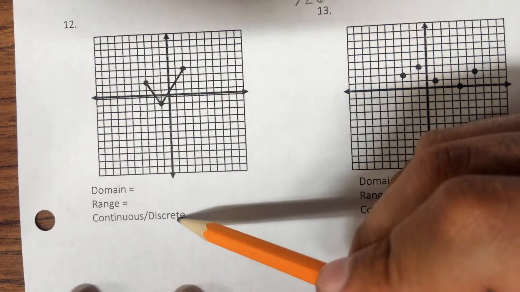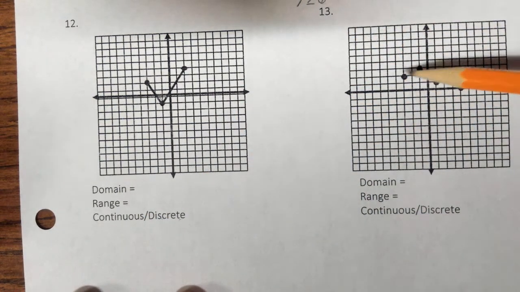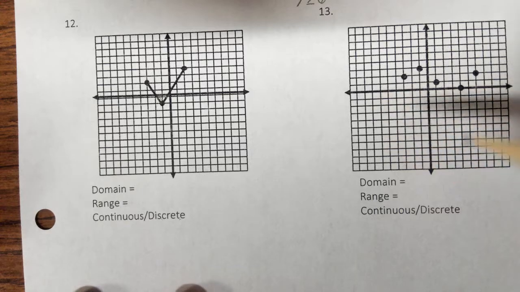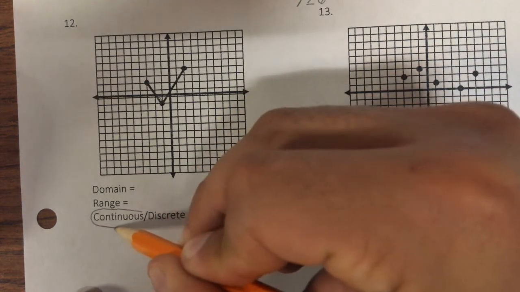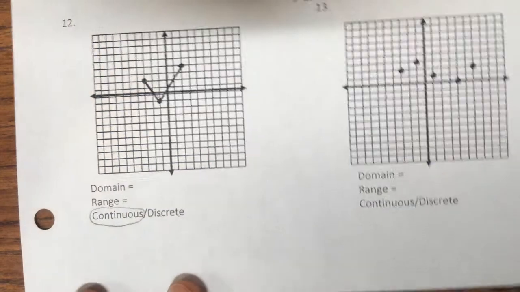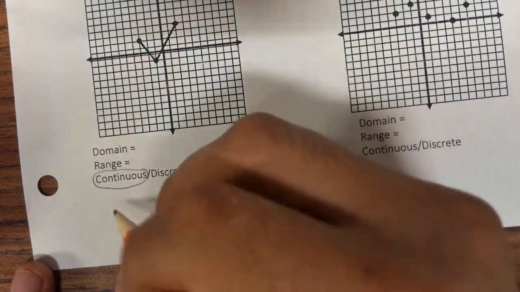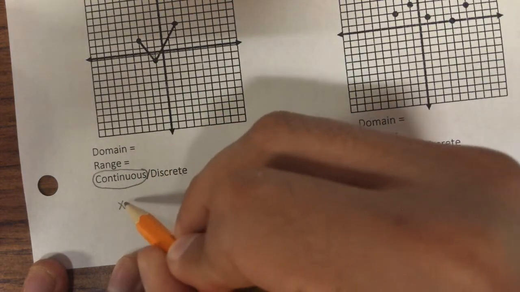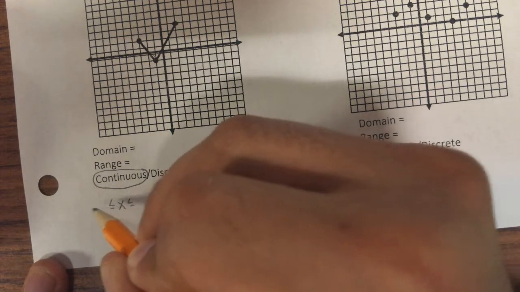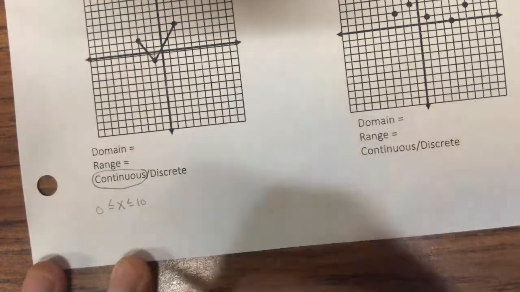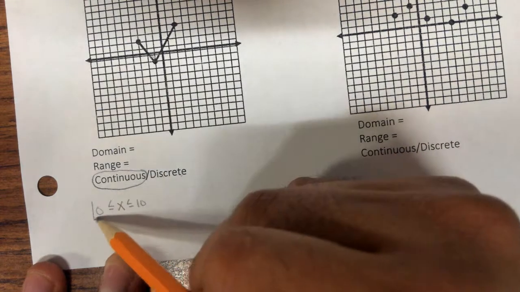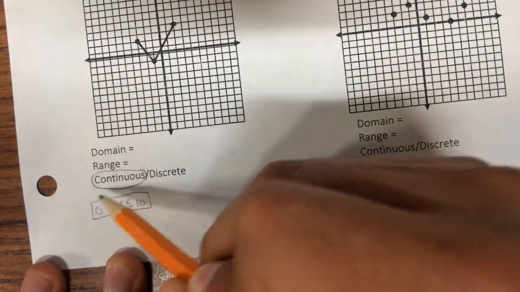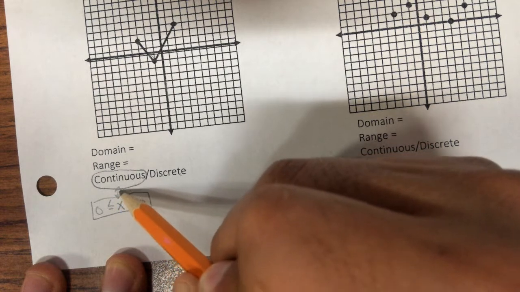The only time that we would say something's discrete is if we had points like this, right? Different little bits of data. So since this is connected, we're going to say first that this is continuous. Now, whenever we have continuous equations, we're going to write our inequalities as something like 0 to 10. Right, something like that. This part here is going to be with continuous functions. We want to write our equations this way.